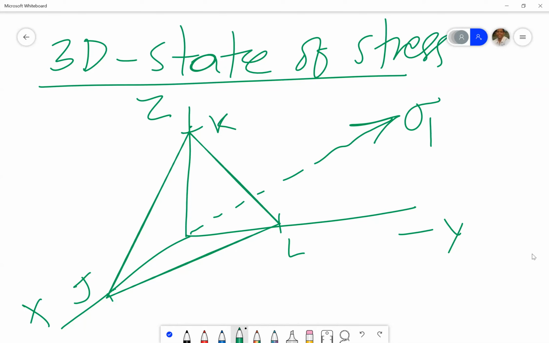So in the three-dimensional state of stress, now three conditions are there always. When I'm talking about the three-dimensional stresses, we are considering three stresses. Three stresses means what? All the stresses are equal, or all the stresses are not equal, or any two of the stresses are equal. There are these conditions.